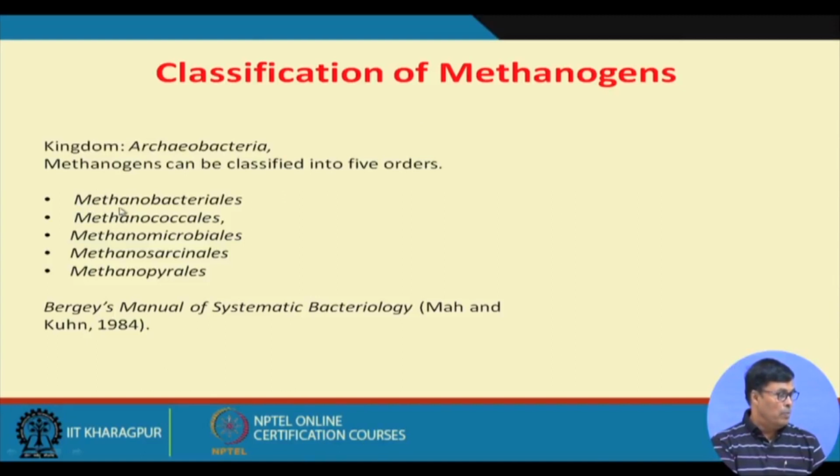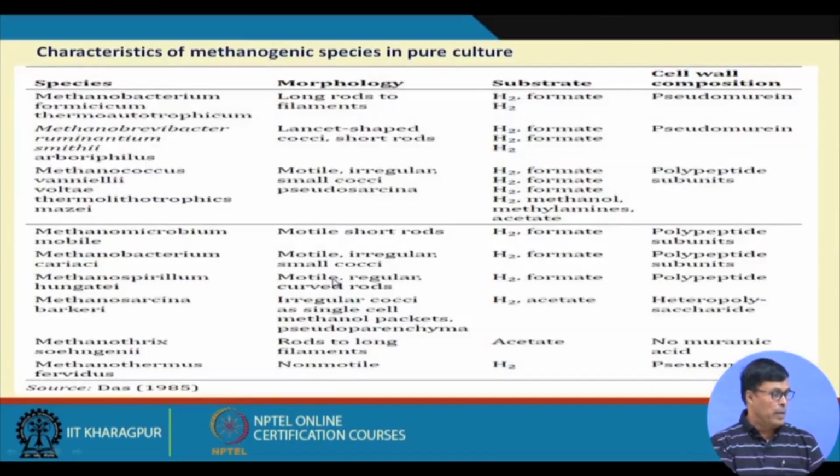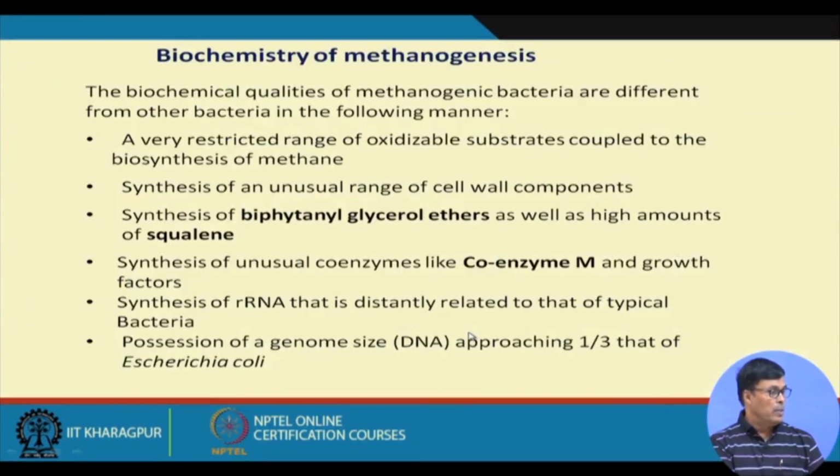One is Methanobacteriales, then Methanococcales, then Methanomicrobiales, Methanosarcinales and Methanopyrales. So, the different types of methanogens are all obligate anaerobes, and this is how they take part in the reaction. This is shown here, how they use different substrates for the production of methane and carbon dioxide. Then this is the biochemistry behind that.